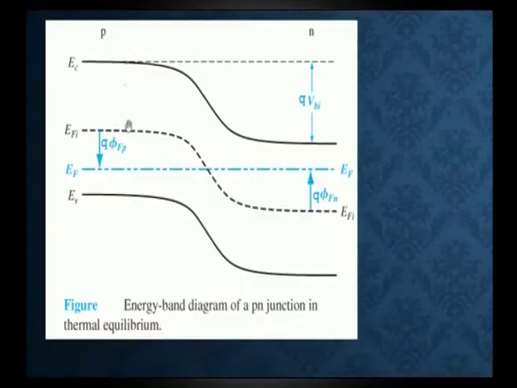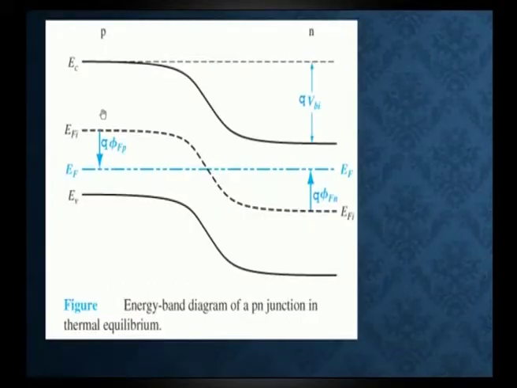In p type, we already know the Fermi energy level will always be present near the valence band. In n type, the Fermi level is always present near the conduction band. This EFi represents the Fermi intrinsic carrier level, which is exactly in the middle of the band gap, and it is bent across the p-n junction. And this Q phi FN is a potential that can be found for the n type region.